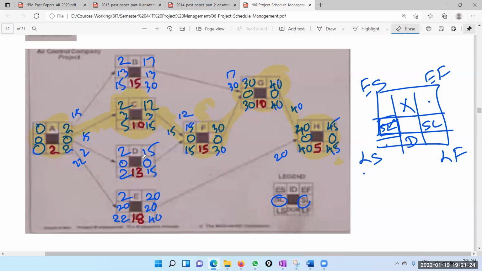This one you can delay up to, no, okay, I made a mistake. This is the critical path, not this one. I made a mistake. This is not the critical path. Unfortunately, undo is not there.